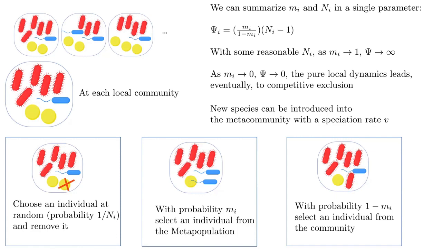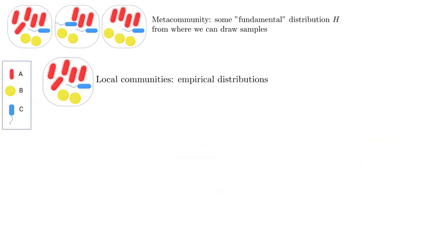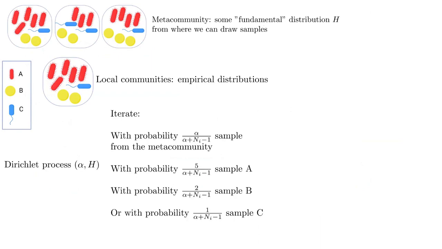You can also introduce a speciation rate, maybe on a much slower scale. There's some chance that a new species would be introduced into the community. And the idea here is that if you think of this meta community as some kind of fundamental distribution, that's something that's given, and you draw samples from this fundamental distribution, and the local communities are empirical distributions that emerge from your dynamics. So you can think of this like a Dirichlet process. It's basically a Dirichlet process.